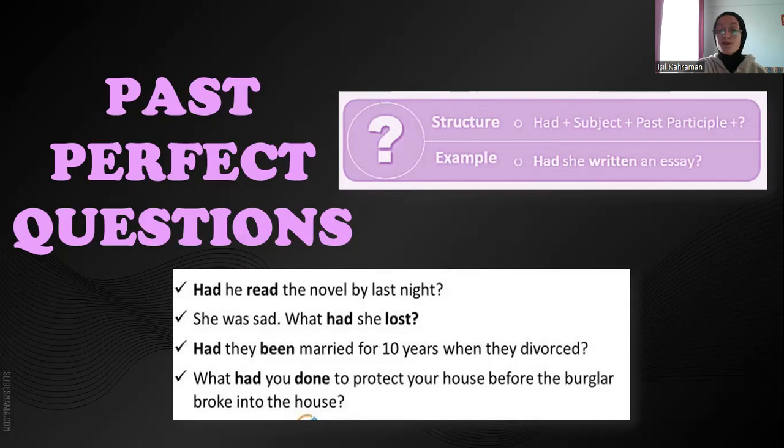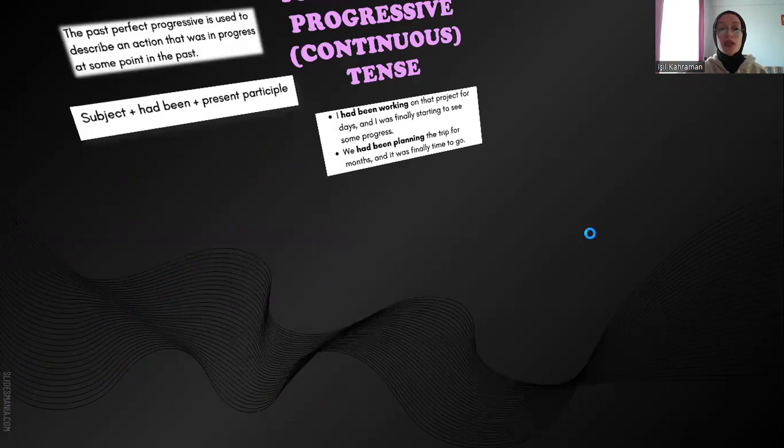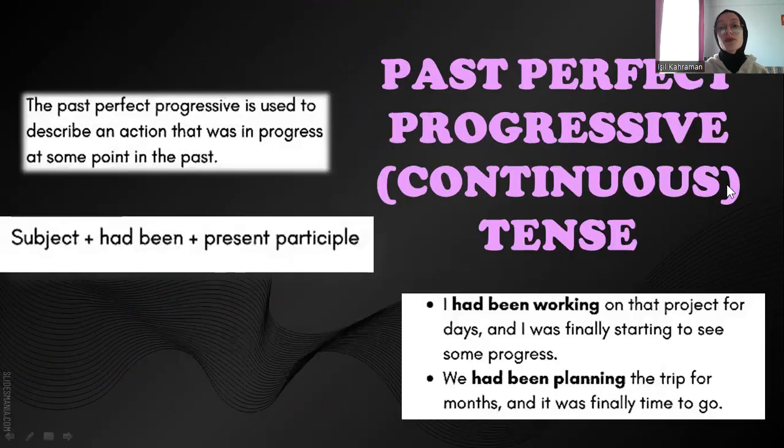And let's look at the WH questions. What had you done? You can see that the WH word comes before the had. This is the rule, so we use it like that. What had you done to protect your house before the burglar broke into the house? Like that. Now let's continue with our other tense, which is the past perfect progressive, or continuous, tense.